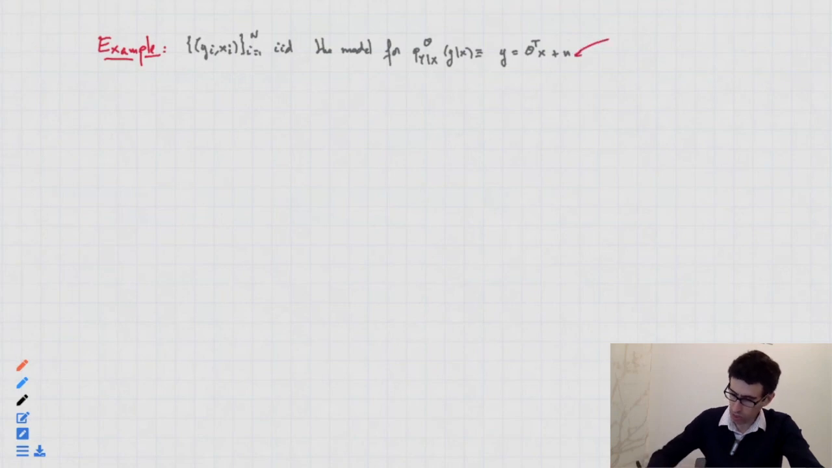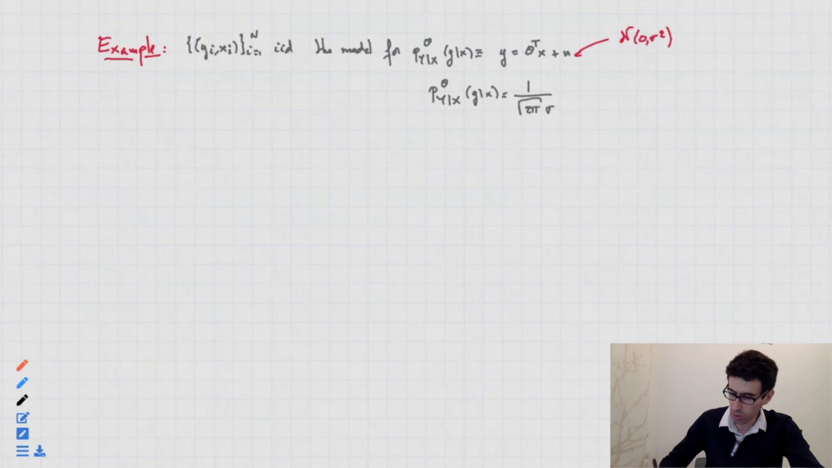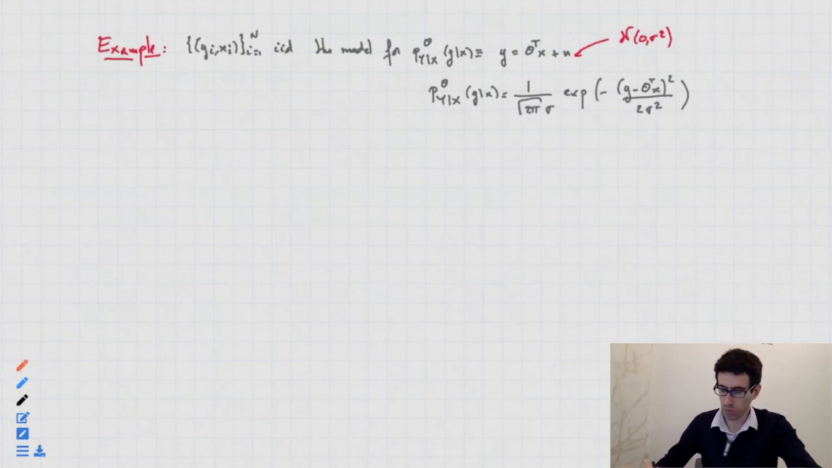Indeed, if I assume here that this noise is normal or Gaussian with zero mean and variance sigma squared, usually normal is used for unit variance, then what I'm looking for is a model of the form p theta of y given x, which is a Gaussian distribution: 1 over square root of 2 pi times sigma, exponential of minus y minus theta transpose x squared divided by 2 sigma squared. This is what my model is according to what I've defined.